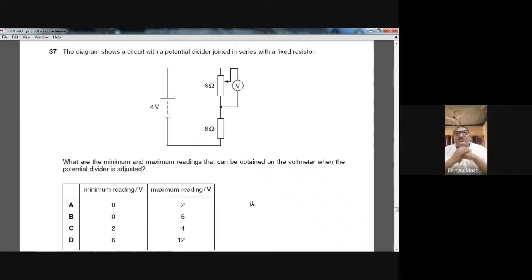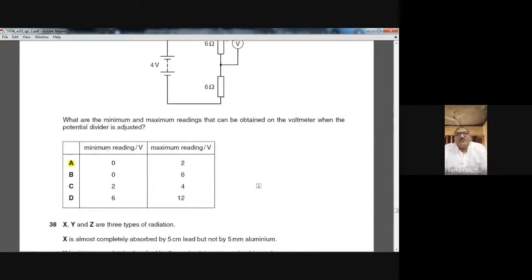The diagram shows a circuit with a potential divider joined in series with a fixed resistor. What are the minimum and the maximum readings that can be obtained on the voltmeter when the potential divider is adjusted? You see, if you bring this sliding contact here, then in the potential divider, this will be the R1, this will be the R2, and the voltmeter will be taking the reading from the whole 6 ohm resistor here. 2 volts will be provided to this, so the maximum reading it can take is 2 volts. If you move this sliding contact here, then the voltmeter will read 0. So A is the answer. The minimum reading it can measure is 0, and the maximum reading is 2. A is the option.